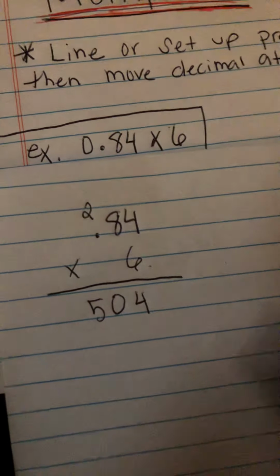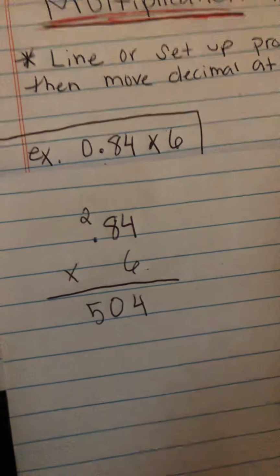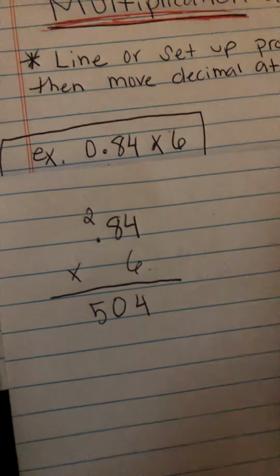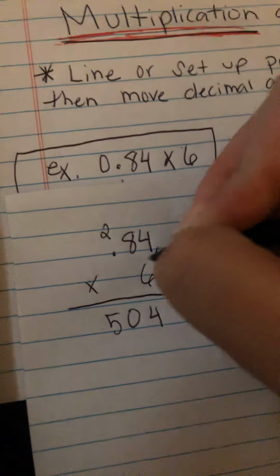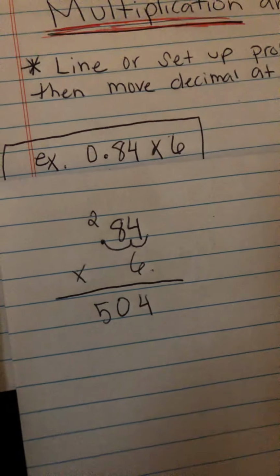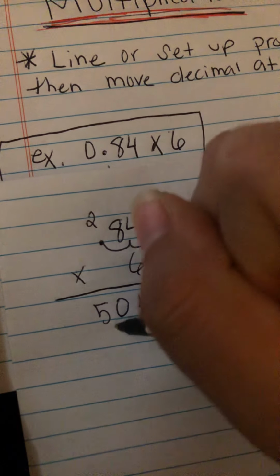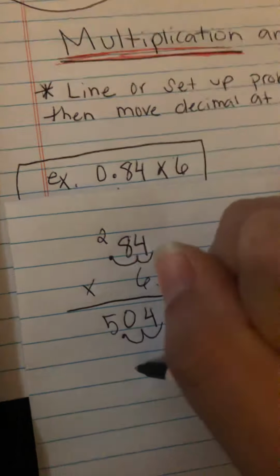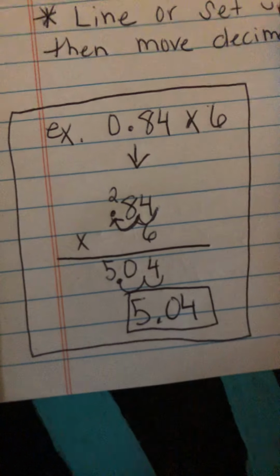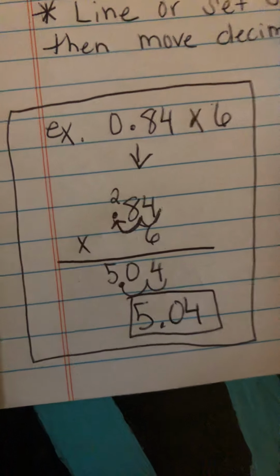Now, my answer is not 504. This is where our rule comes in. So we multiply just like we would if they were both whole numbers. And now we need to go back and see, okay, there's 2 decimal places in my problem, so there's also going to be 2 decimal places in my answer. So my answer is actually 5 4/100. And I wrote it right here too, but I wanted to work it out in real time. So pause right here and make sure you understand the concept.